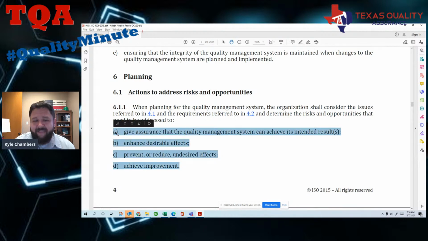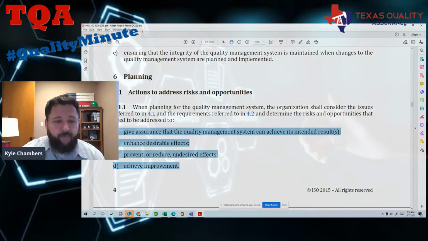If we took these bullet points right here, separate and apart from the rest of the standard, and you didn't tell someone that this was under a section to address risk and opportunities, well, then by golly, we think this is our job as quality managers. And it kind of is. So that's what we're going to discuss here.